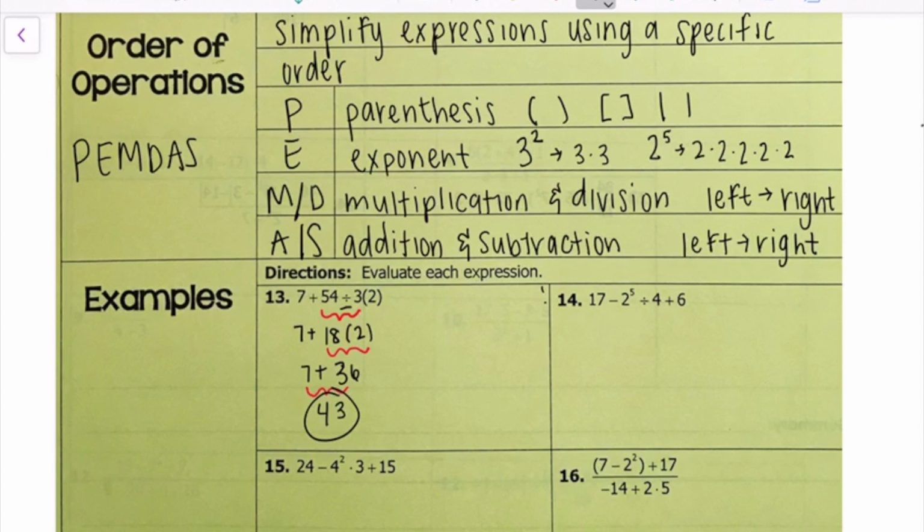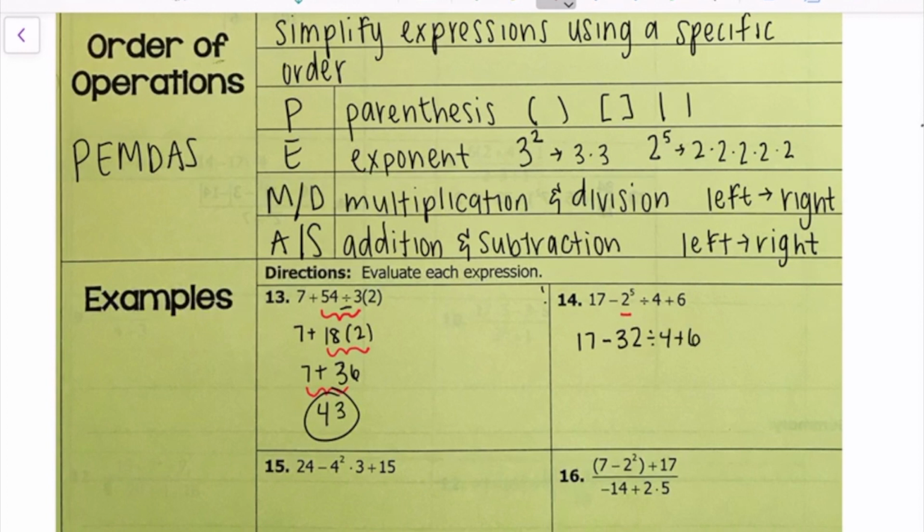Let's go ahead and do number 14 next. So I have 17 minus 2 to the 5th power divided by 4 plus 6. So I need to ask myself, what am I going to do first? The minus, the exponent, the division, or the addition? I'm going to do the exponent. So remember, this is 2 to the 5th, which is 32. Notice there's a negative sign in there. I'm just going to leave it alone, and I'm going to write out my expression.